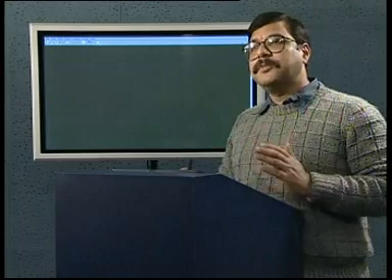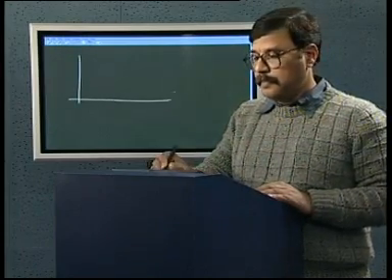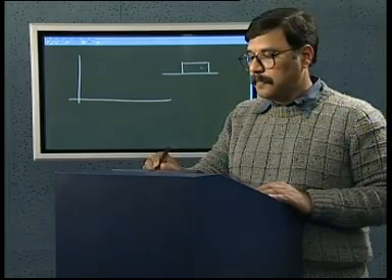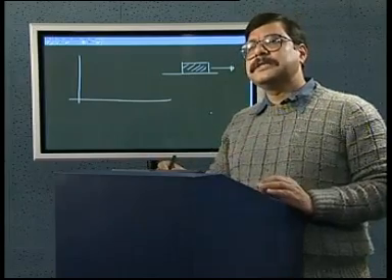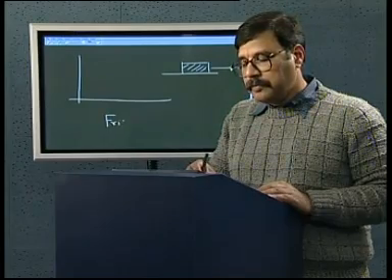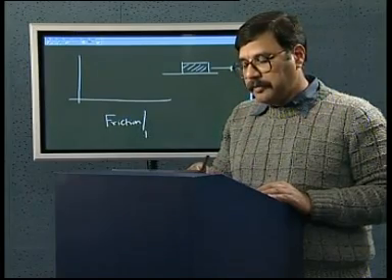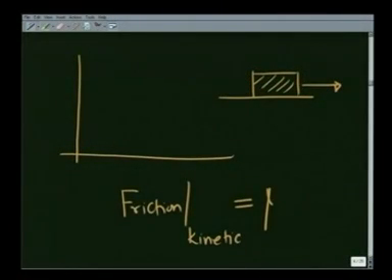Of course, once the body starts moving, the frictional force is slightly less. So, that I write as friction kinetic, and it is given by mu k, the normal reaction.